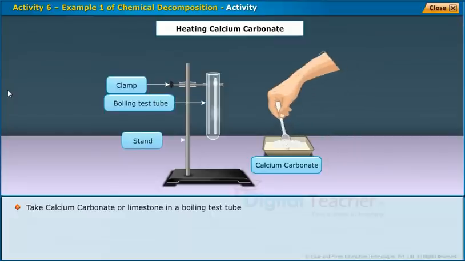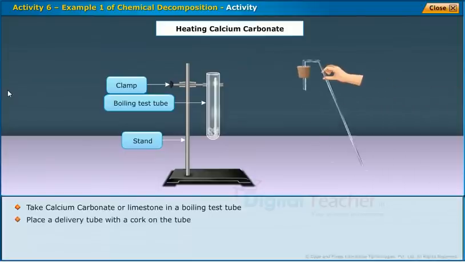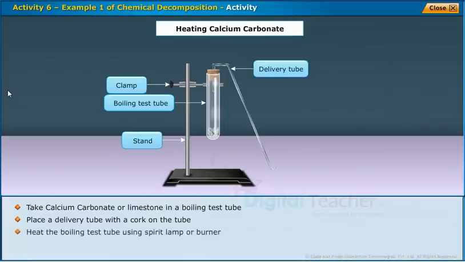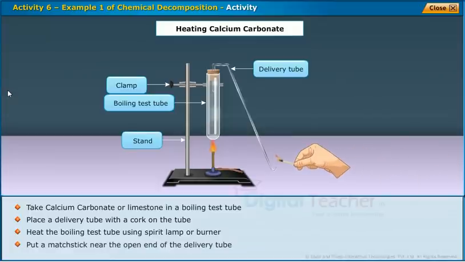Take calcium carbonate or limestone in a boiling test tube. Place a delivery tube with a cork on the tube. Heat the boiling test tube using a spirit lamp or burner. Put a matchstick near the open end of the delivery tube.